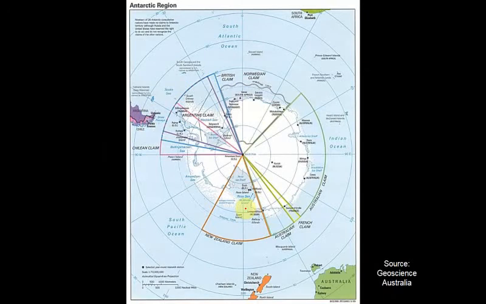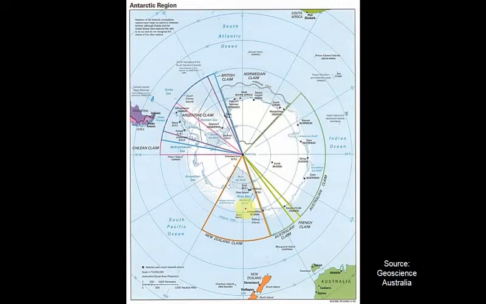Now Antarctica has a number of claims of sovereignty. That might surprise you. But it does. It's got about 6 countries that claim sovereignty over Antarctica. You might think, Antarctica, that's not a country. Countries claim sovereignty over its territory though.